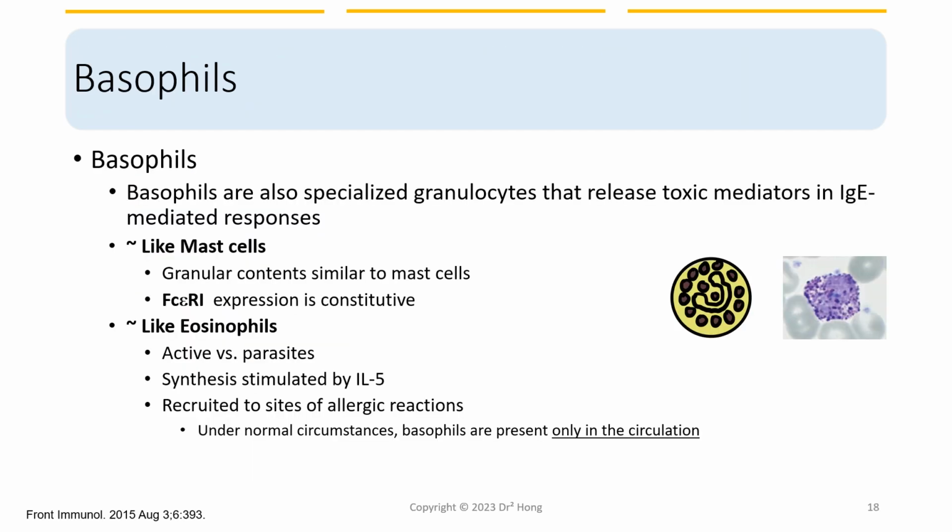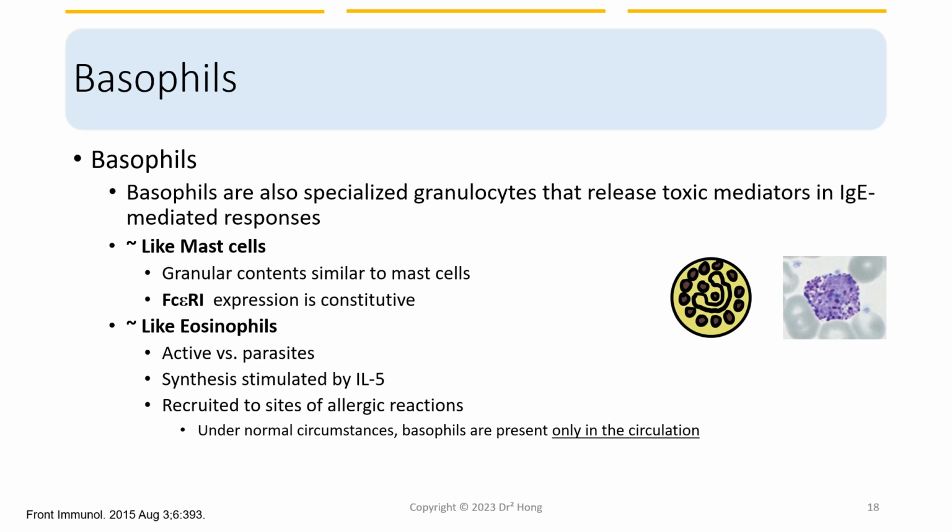Moving on to basophils. The granules of basophils are similar but not identical; their contents are more similar to those of mast cells. Although they resemble mast cells in some ways, they are developmentally more closely related to eosinophils. They have a common stem cell precursor. They are also active against parasites, and IL-5 stimulates their synthesis.